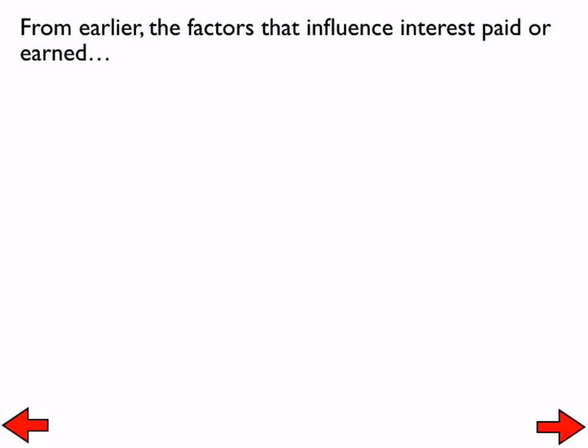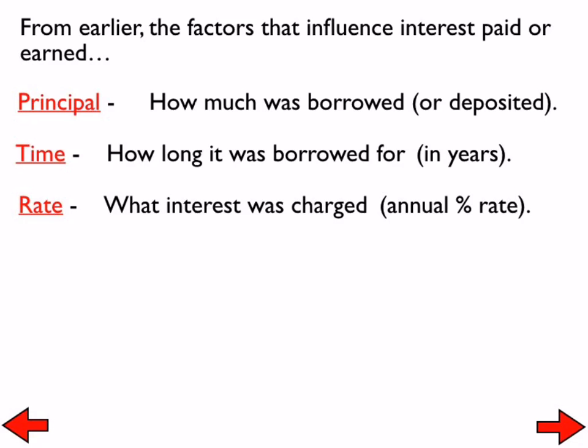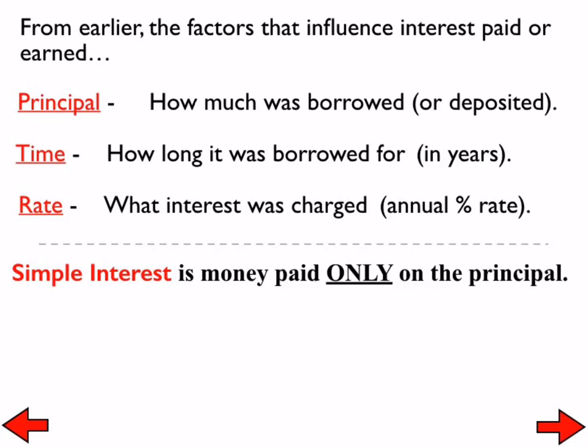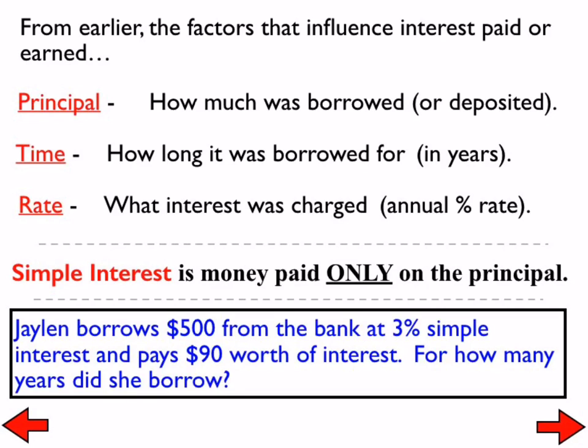From earlier, the factors that influence interest paid or earned are principal, time, and rates. Simple interest, once again, is money paid only on the principal. But let me now introduce a new type of problem. Jalen borrows $500 from the bank at 3% simple interest. So far, it's the same. Here is where it's different. And pays $90 worth of interest. For how many years did she borrow?